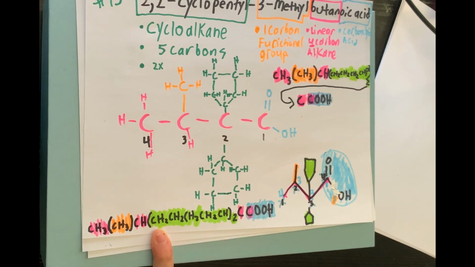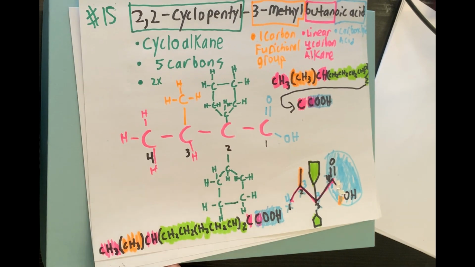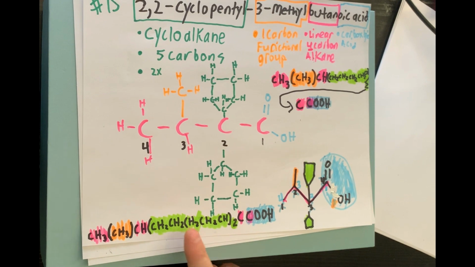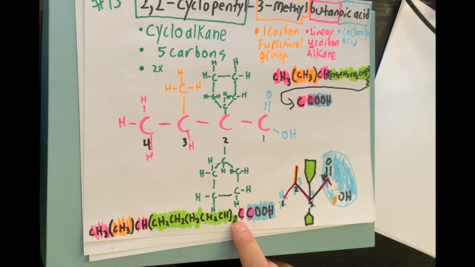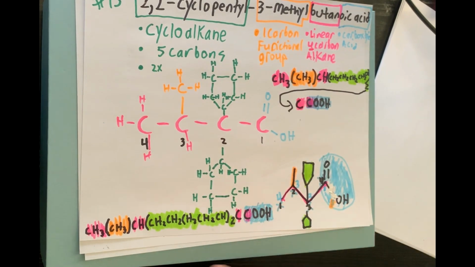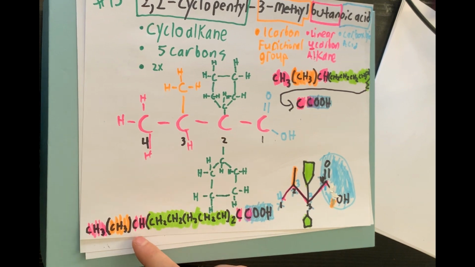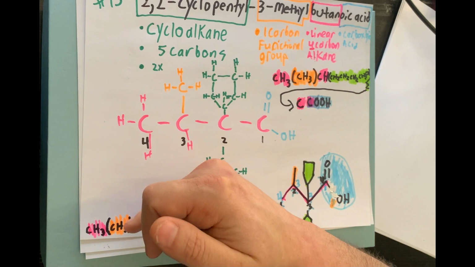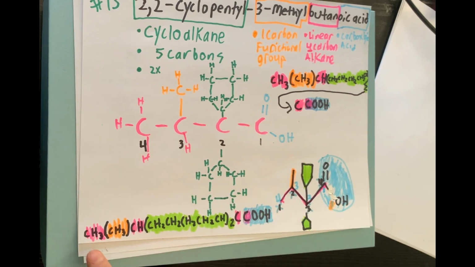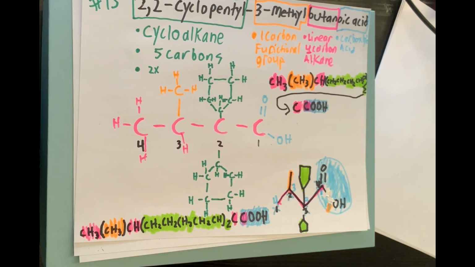So the cyclopentyl groups have 4 CH2s, as mentioned, CH2, CH2, CH2, CH2, and a CH, and there are 2 of them, so there's a 2. Then there's the third carbon, which is a CH with 1 hydrogen, connected to a methyl group up here, so it's CH3 in brackets. And finally, fourth carbon, CH3. So that is the condensed structure.